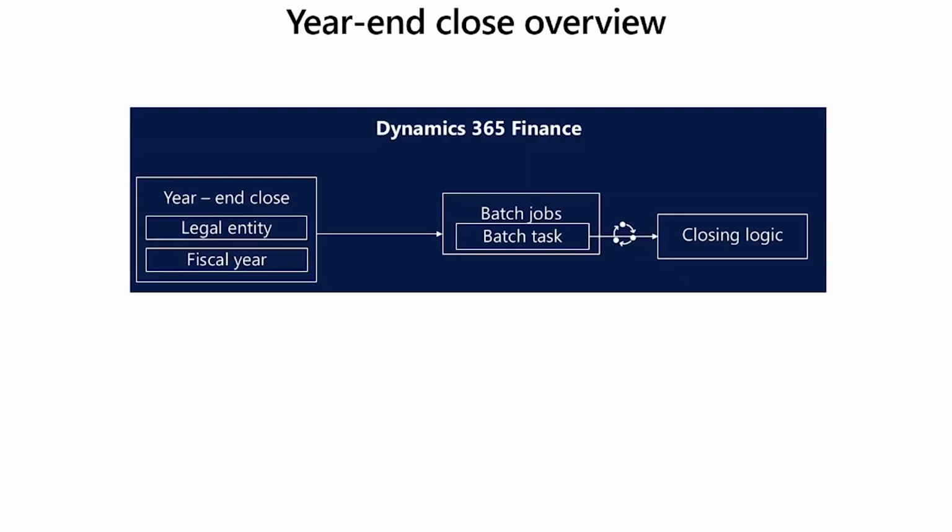Okay, then the last little thing we want to talk about before we get to the performance side is just a reminder of what happens when you actually start the year-end close process. We will take a look at which legal entities and fiscal years were selected for the year-end close itself. And we will create batch jobs for each of those combinations and actually run the closing logic.